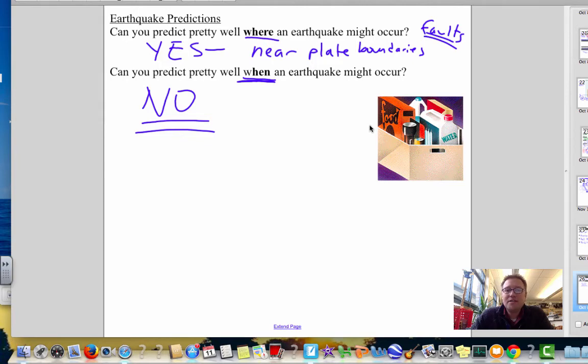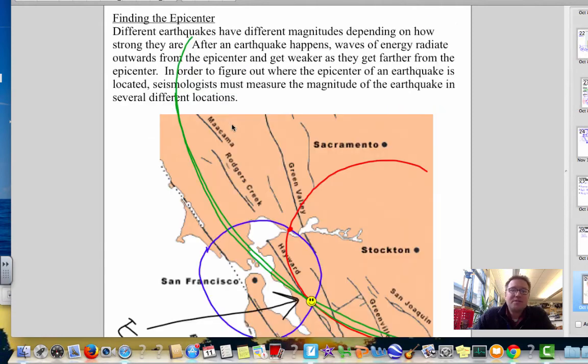Big idea questions here. Can you predict where earthquakes can occur? Yes, near plate boundaries and near faults. If you're near these things, that's where earthquakes occur, but exactly when, that's trickier. You can still be prepared, but you can't be prepared in the sense of, oh, an earthquake's going to happen tomorrow, let's get ready. You're not sure exactly when it's going to occur.